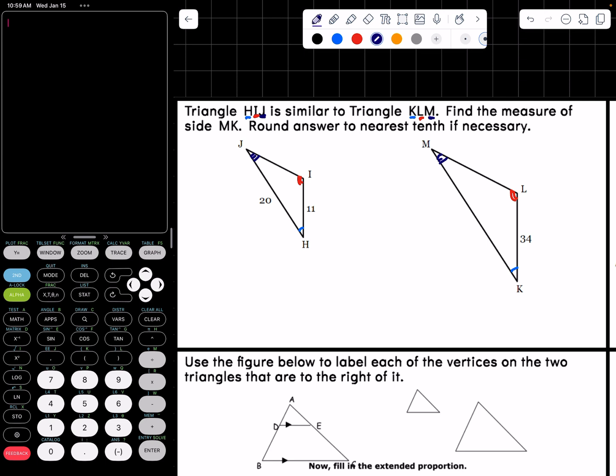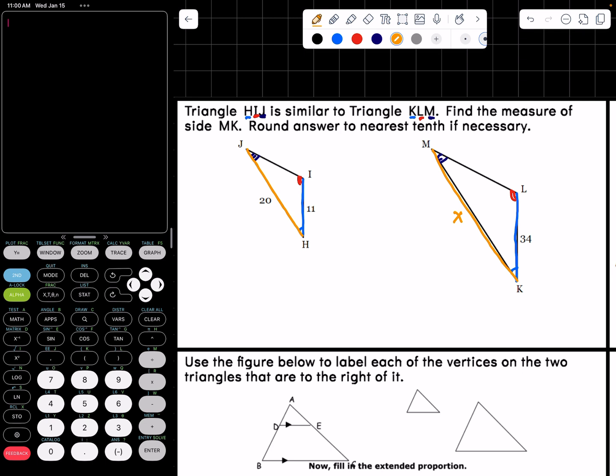So when we're setting this up, we have this side over here on the right between our red and our blue angles. We also have a side between our dark and our blue angle, so that goes right here. So if I'm solving for side MK, I need to set up a proportion. 20 and X go together, and 11 and 34 go together.